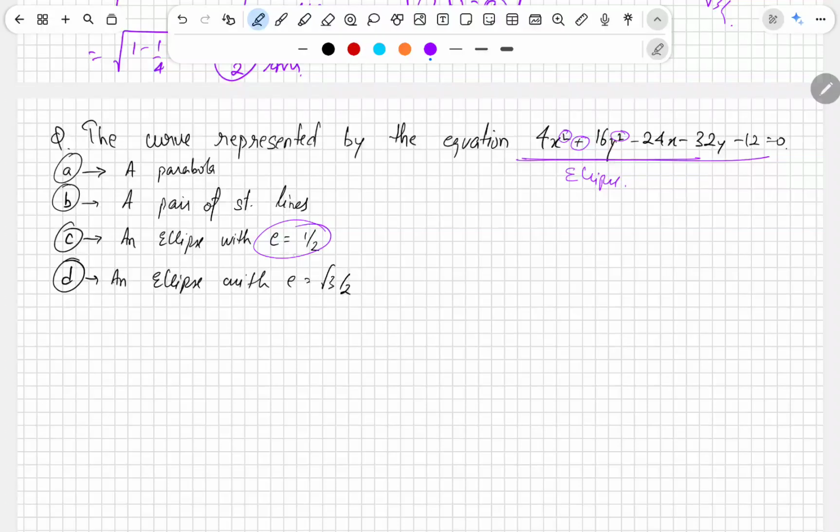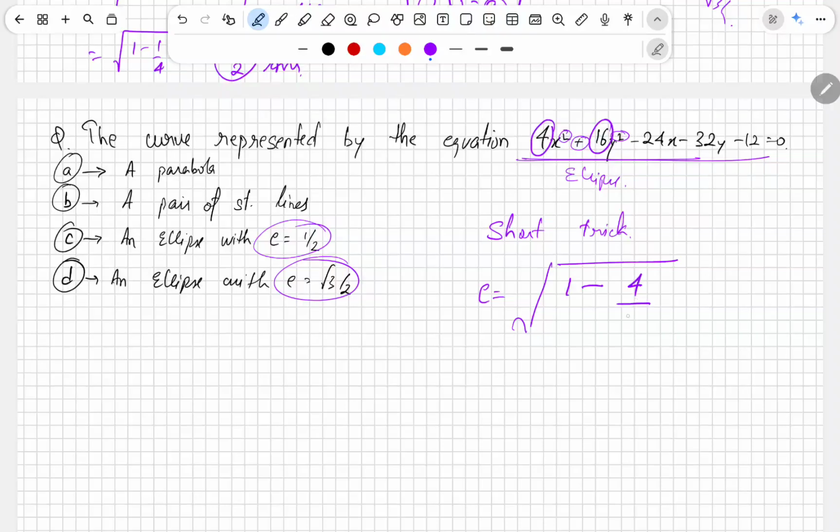Now we have a differentiating factor, that is eccentricity. I'll teach you a short trick to find the answer. Eccentricity of ellipse is always under root 1 minus coefficient of x square and coefficient of y square. Put the smaller one upon the bigger one. That is the answer. So if I solve it, it is going to come as root 3 by 2. So the answer is going to be D.